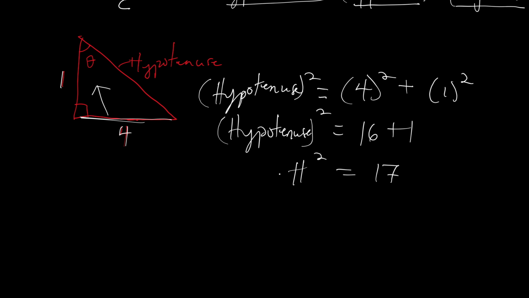Now to find h, we take the square roots of both sides. So we take the square root of this and the square root of this. So this cancels this. Our h will be equal to the square root of 17. So this line will be the square root of 17. Now also, we can use the same theorem to find our opposite and our adjacent, given two sides of our triangle. So let's try that.